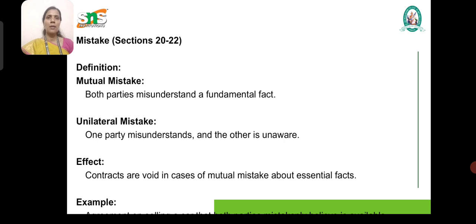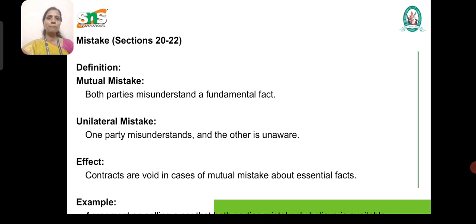Next one is mistake. Sections are 20 to 22. Definition is mutual mistake: two parties misunderstand a fundamental fact. If both parties are not clear about the contract or the agreement, in that situation it will be considered a mutual mistake from both parties.